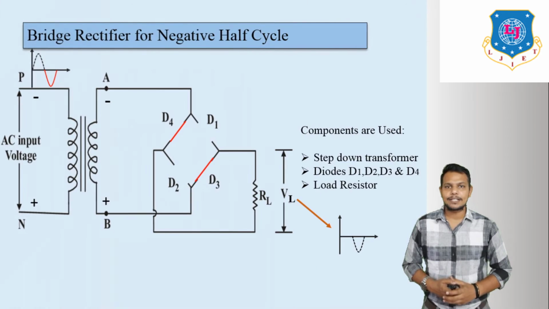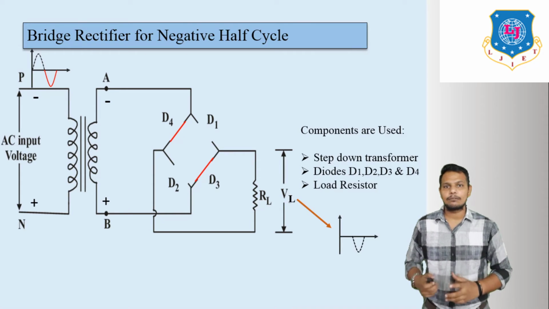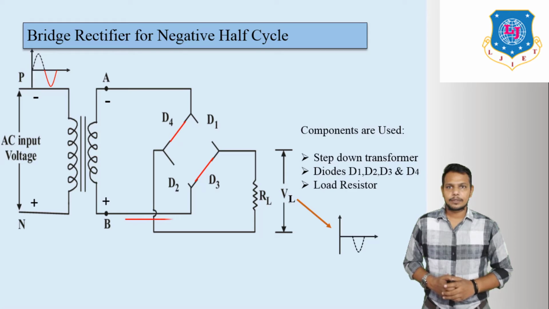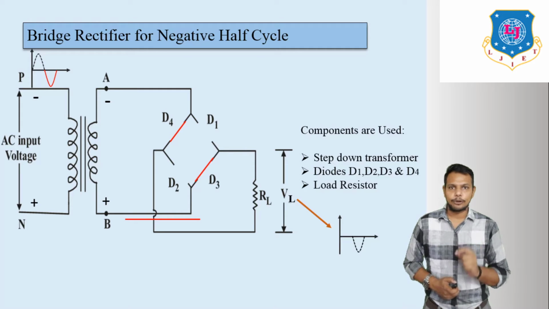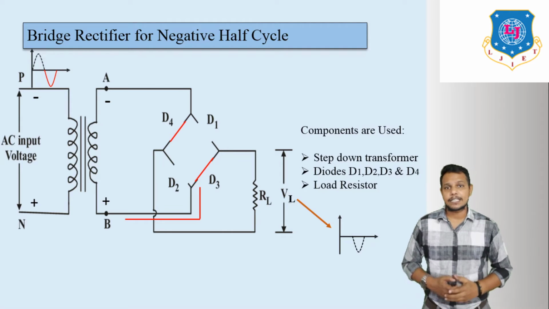So let us discuss its waveform. Here we can see the negative half cycle. If we enter the negative half cycle at the input side, then what happens? Current always flows from plus to minus. So in this direction current is flowing. Now diode D3 is in the direction of flow of current. So it becomes forward bias. So we can say it is equivalent to a closed circuit.